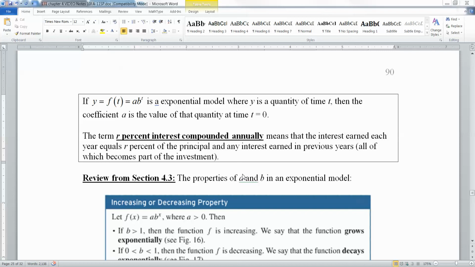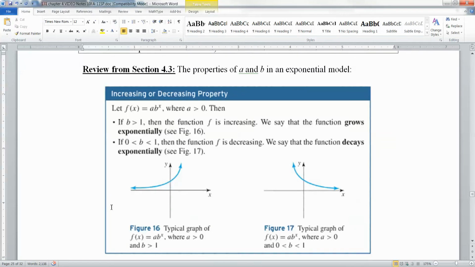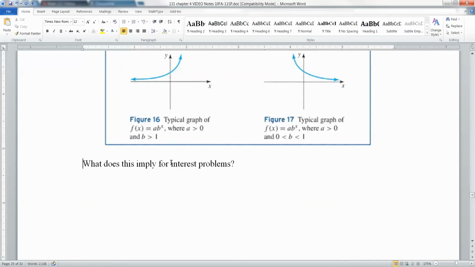So if you have R% interest compounded annually, that means that the investment earned each year equals R% of the principal and any interest earned in previous years, right? So it basically compounds and compounds, it gets bigger and bigger and bigger, okay? So remember that we learned this back in section 4.3. It said, look, if I have growth, then I need to be going up, right? If I have decay, I need to be going down. And the big key on that is that you'll grow if your b is greater than 1, and you will decay if b is between 0 and 1. And these are always with a being greater than 0 because real life would be greater than 0.